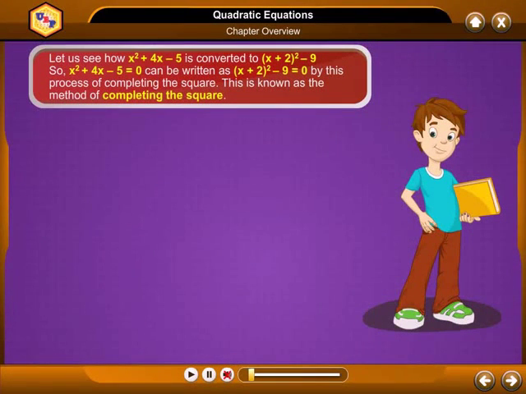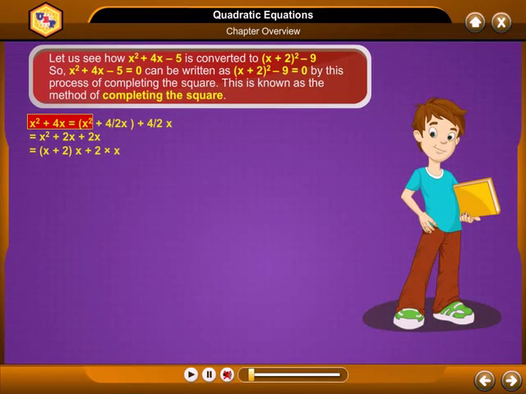Let us see how x² + 4x − 5 is converted to (x + 2)² − 9. So, x² + 4x − 5 = 0 can be written as (x + 2)² − 9 = 0 by this process of completing the square. This is known as the method of completing the square.